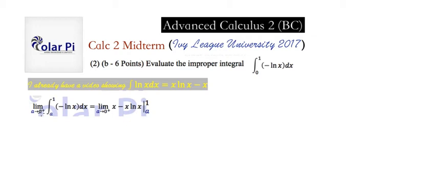So going towards 0 from the positive x means that we have 0 plus, right? That's what this is showing. Otherwise, we have changed the 0 to an a, and we're saying a goes to 0 from the positive side. All right. And otherwise, this integral we actually know how to do right here, right?